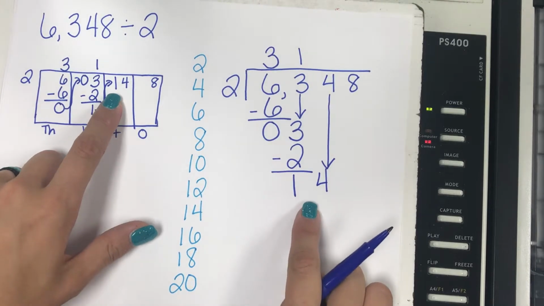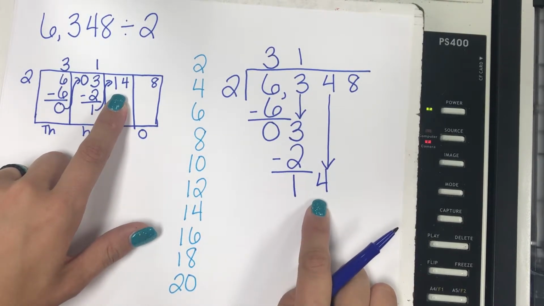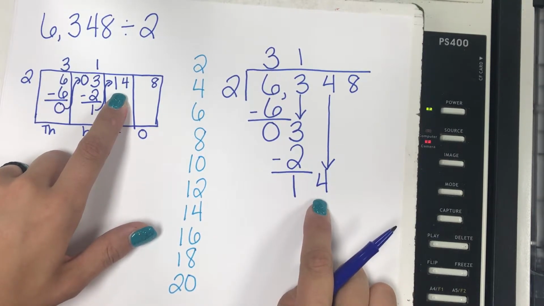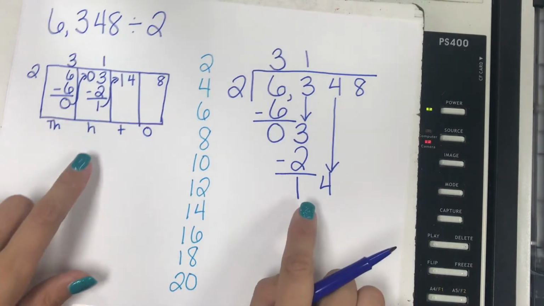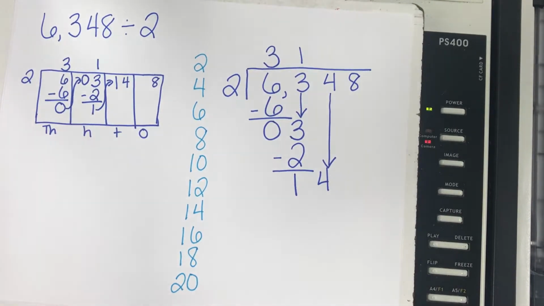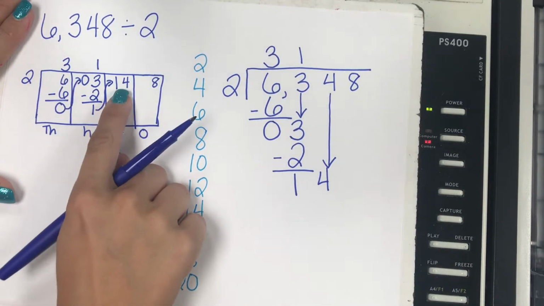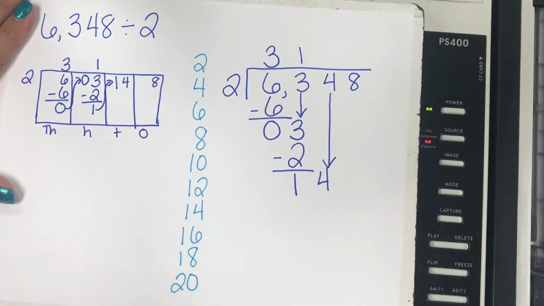I still have 14 tens. It's still 14. Still the same thing. It's just written a little bit differently. It's just recorded a little bit differently. Right? It just looks different. But it's really not. So if I have 14 tens, and I need to put them in those 2 groups, how many does each group get?